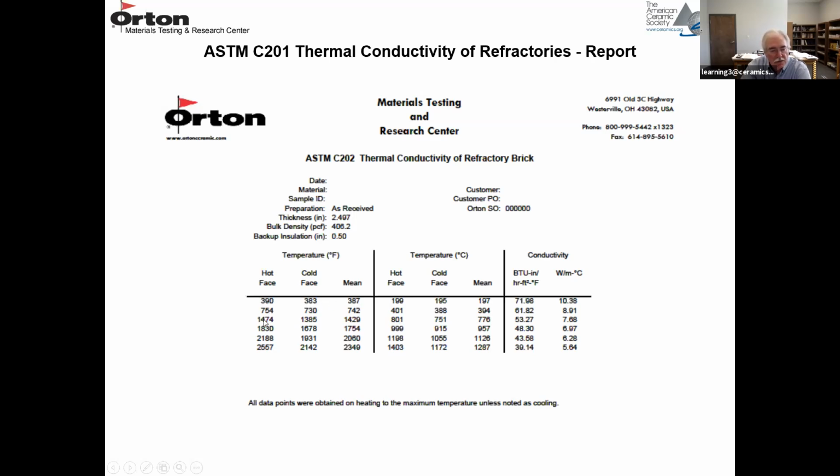So you set it at different hot face temperatures, you measure the corresponding cold face temperature, the average is the mean. This is degrees F, this is degrees C. And then with the equation I showed, you calculate the thermal conductivities. And we do it in the English units and the metric units. So these are pretty high conductivities. Insulating fire brick would be less than 1. So these are very high conductivity for that material.